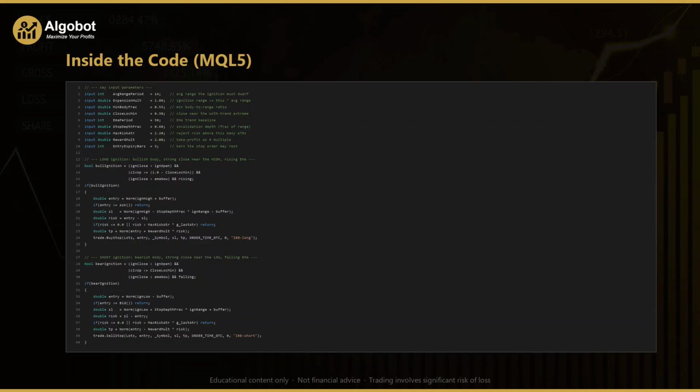The short block mirrors this exactly. Bear ignition requires a bearish body, a close near the low, a close below the EMA, and a falling EMA. The entry sits just below the candle's low, the stop loss sits inside the bar above it, and trade.sell stop places the order. Both sides are fully symmetric, and neither one fires unless the market confirms the break.